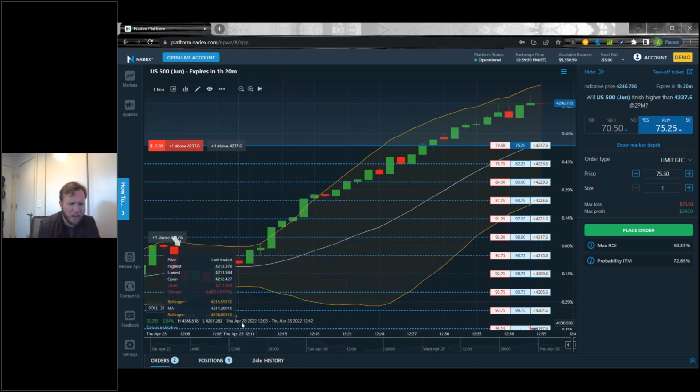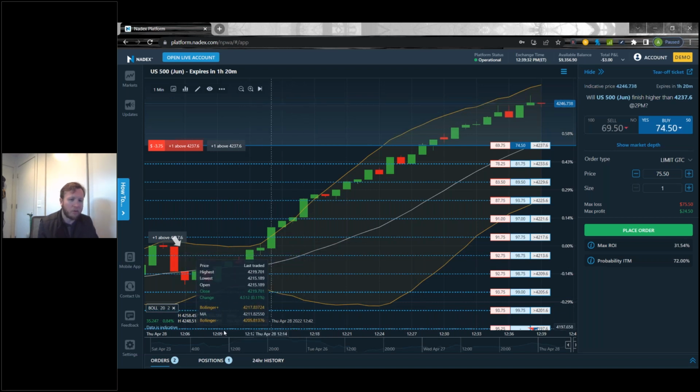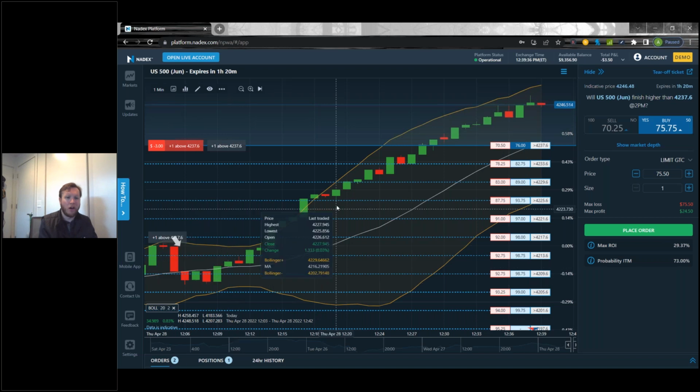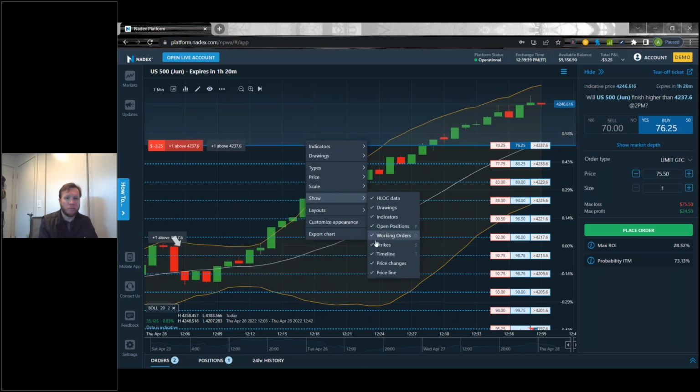So this Thursday, 28th, 12:03 to 12:42. That's what we're looking at here, and it's showing us the high and the low of all of that. If you don't want those on your chart, you can go to show, click price changes, and you'll see those numbers on the bottom left have now disappeared. You can toggle them back on, and now they're back. There we go. We have our price changes. So again, that's where you toggle it.